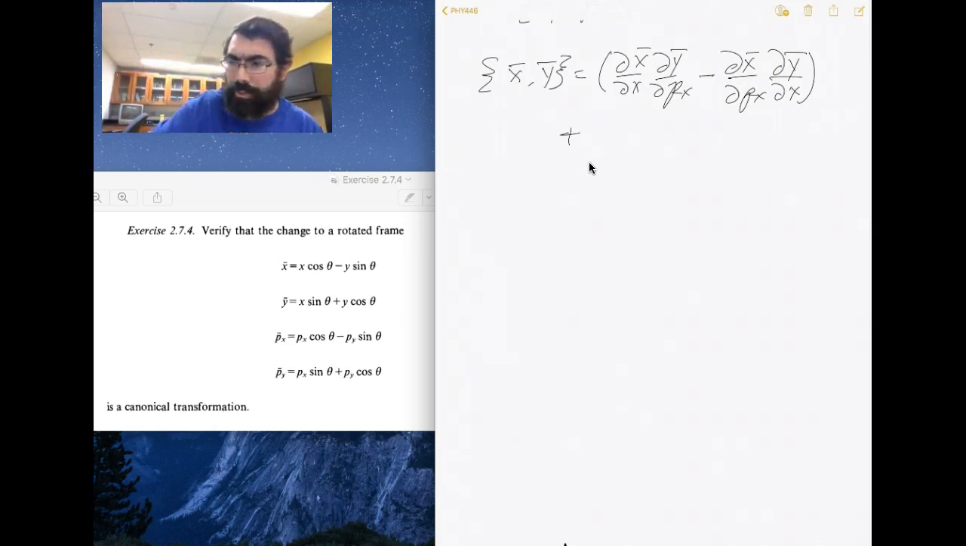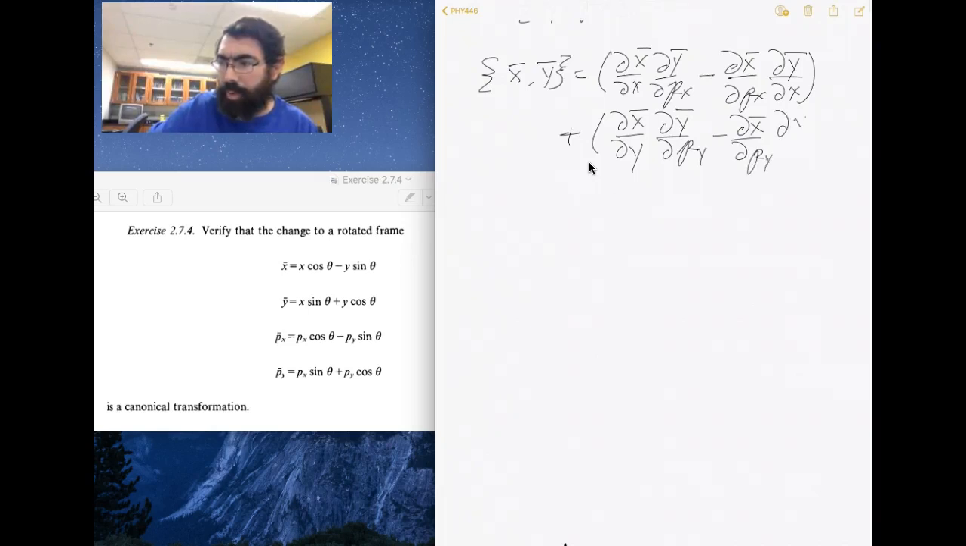So now I have to work out the derivative of x bar with respect to y, the derivative of y bar with respect to py, minus the derivative of x bar with respect to py, and the derivative of y bar with respect to y. So that's where, remember the definition of the Poisson bracket, there's a summation over all coordinates, and so we've had to now take the derivatives with respect to x and px and y and py. Okay, so let's do that.